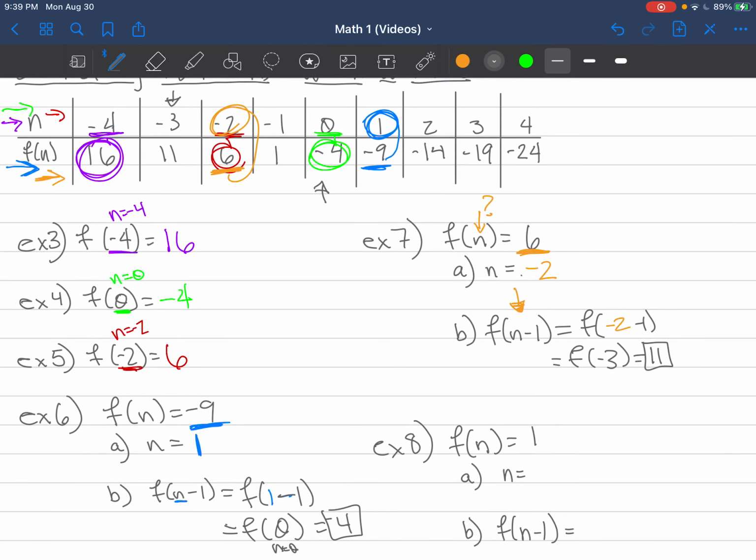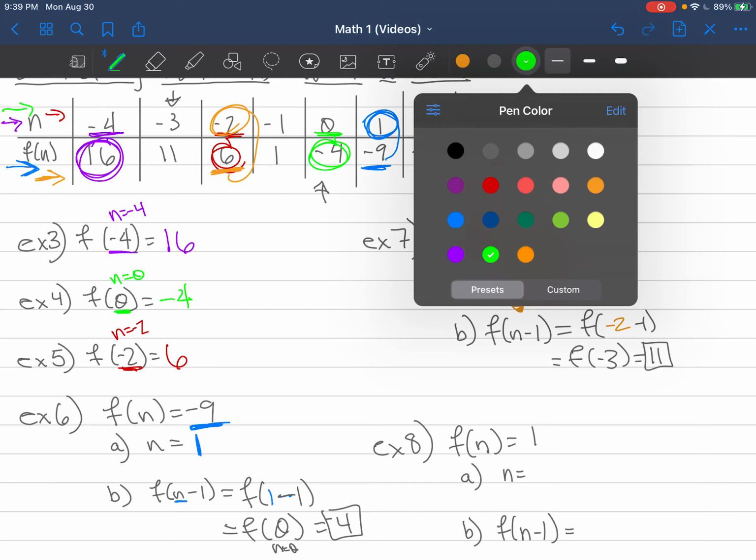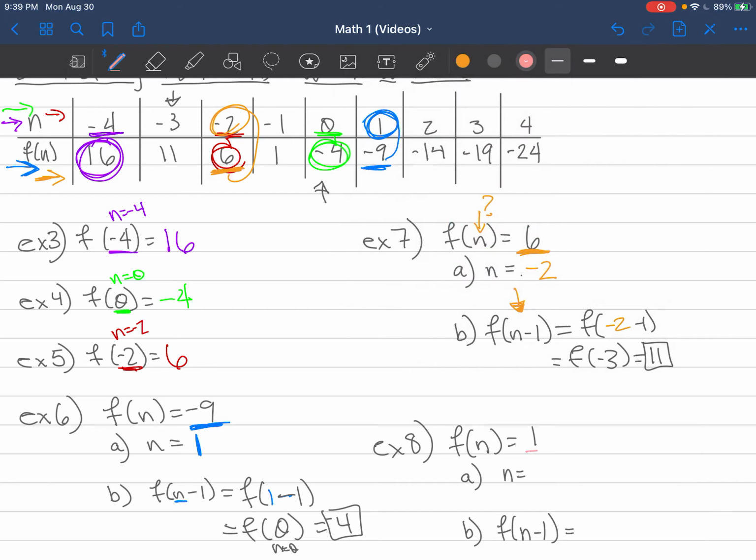Again, if you need to rewatch this, absolutely, please do. All right, next up we got f of n equals 1. So again, we need to figure out our n, so we're going to look at our f of n column for 1, and it's right here. Its partner, its n, is negative 1.